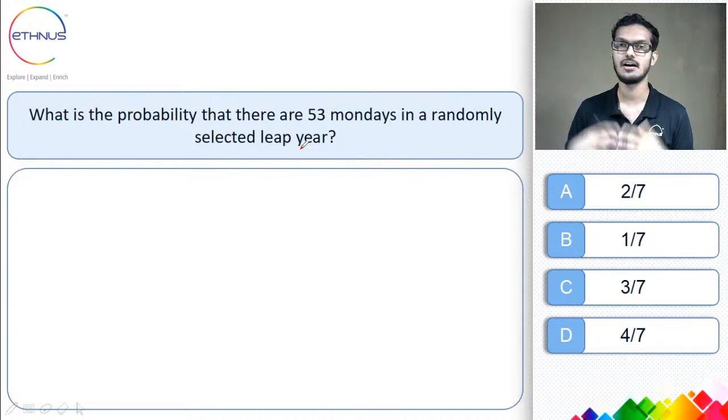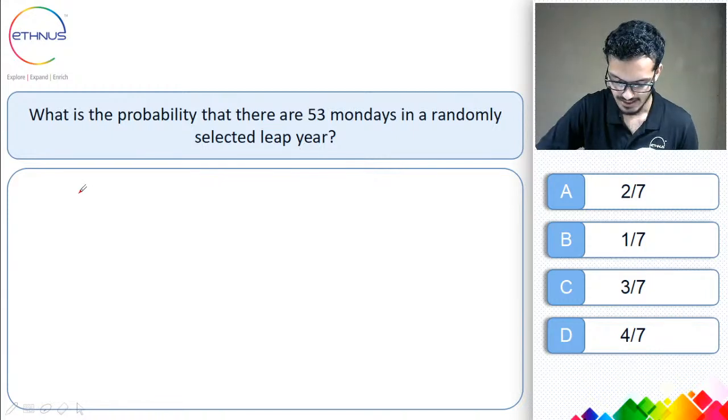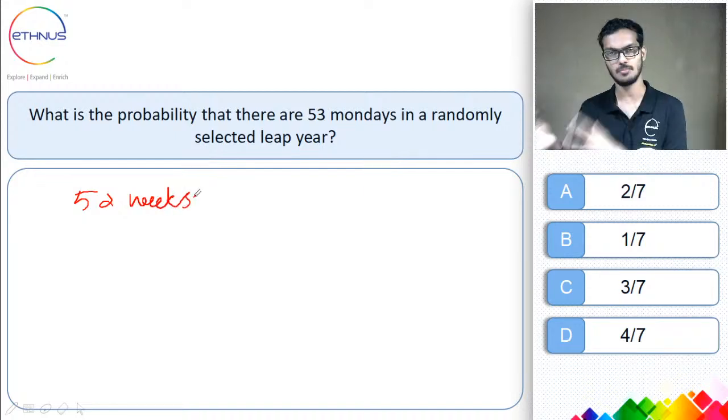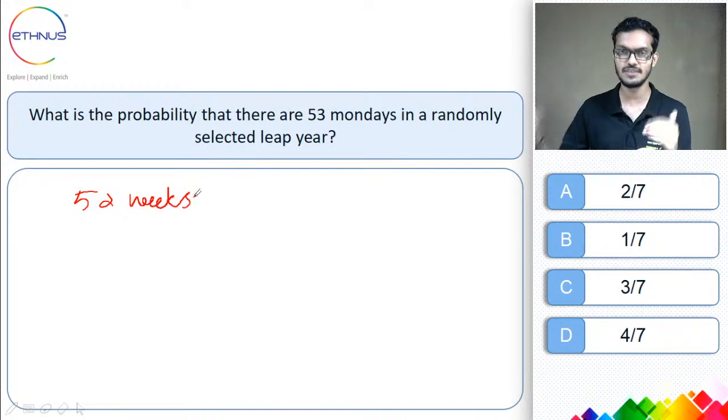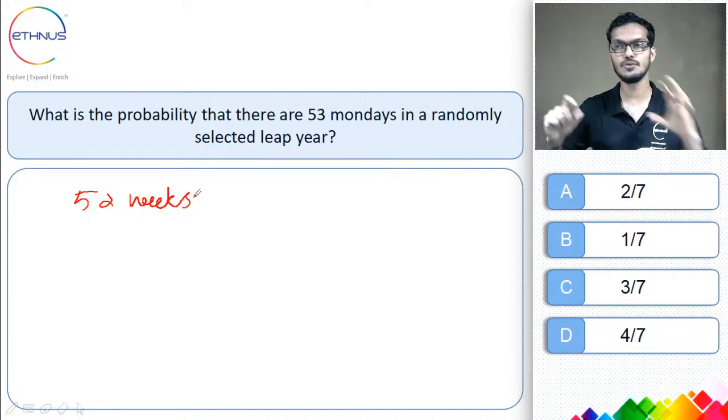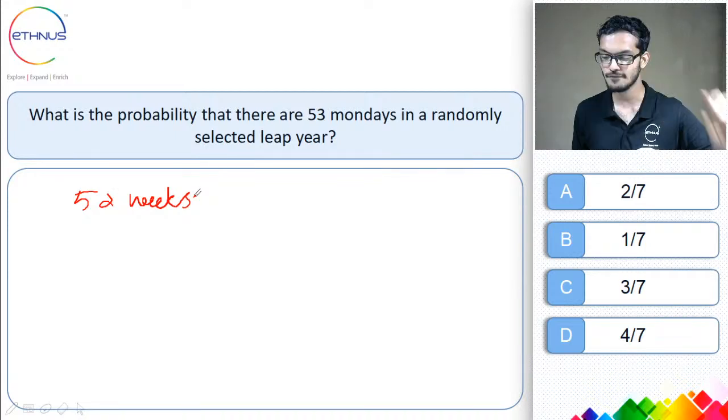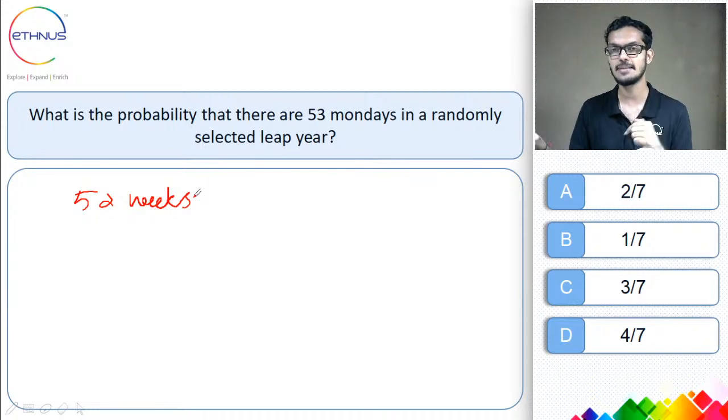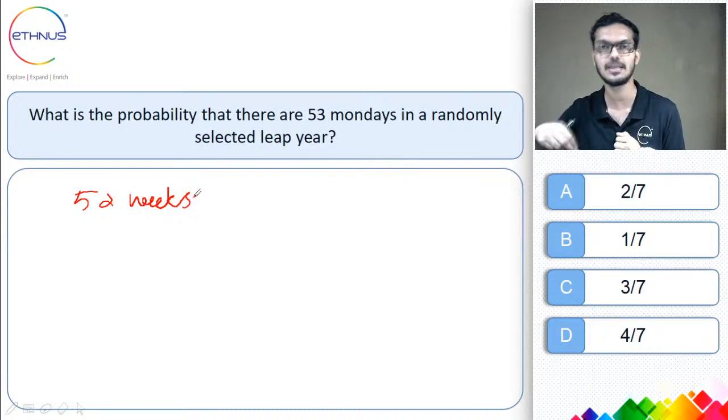How many weeks are there in a year? Yes, as most of them have mentioned, it is 52 weeks. Even though it's a leap year, normally 52 weeks are there, plus extra days. So 52 weeks will definitely have 52 Mondays. That is fixed. But to have 53 Mondays, the extra 2 days are there, right? In those 2 days, either one of the days should be Monday.